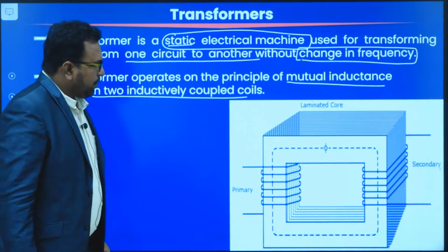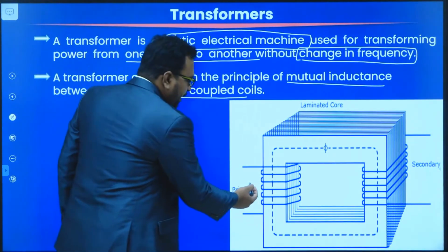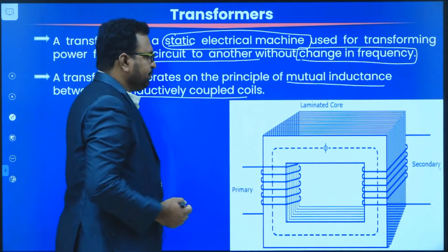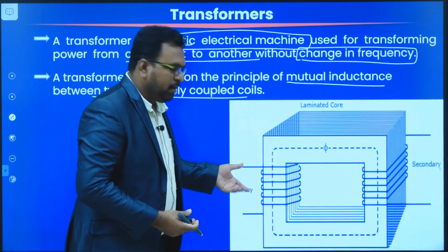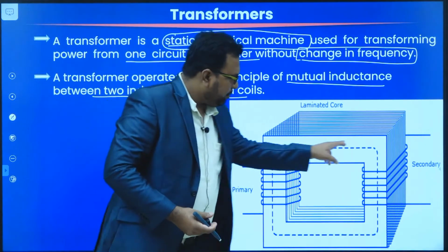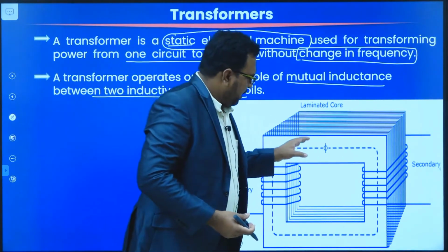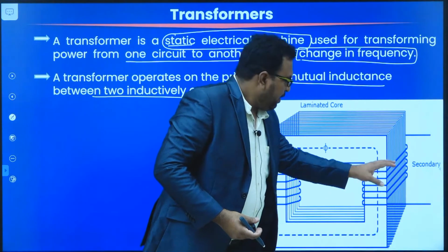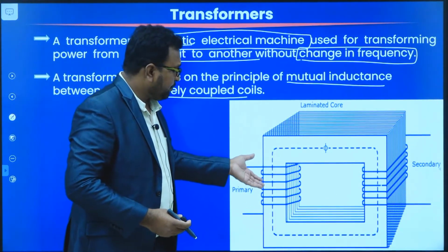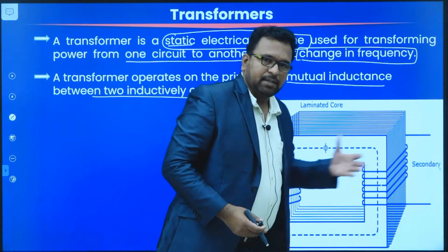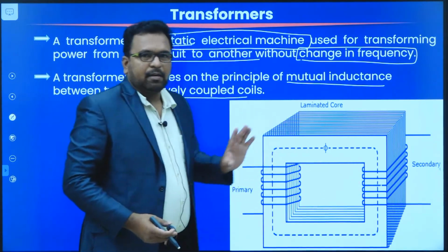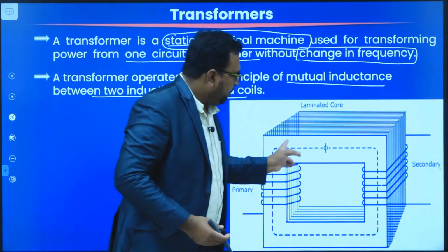If you consider a transformer like this, it contains two windings. This is the primary winding and this is the secondary winding. When you apply voltage to the primary winding, a current will flow in the primary winding. Because of the current, a flux phi will be set up in the core, and this flux links with the secondary winding and a voltage will be induced in the secondary winding. Like this, the power is transferred from the primary circuit to the secondary circuit. And if you see, there is no electrical contact. These two windings are not connected by wires. They are coupled by magnetic flux.